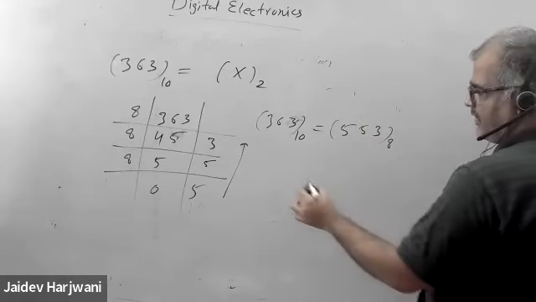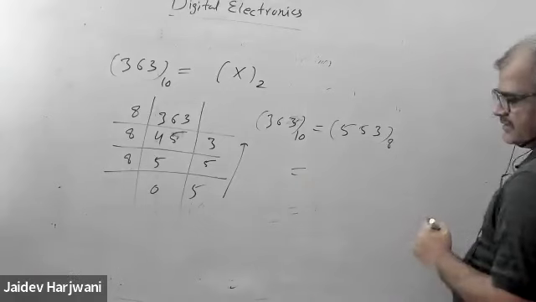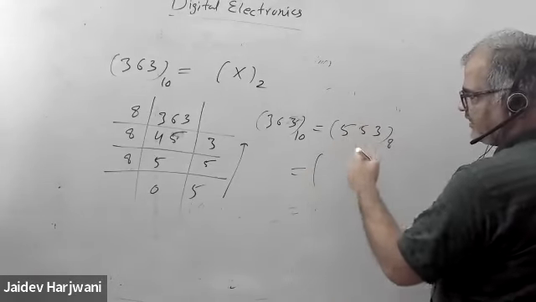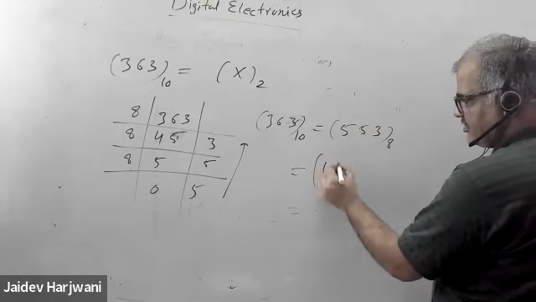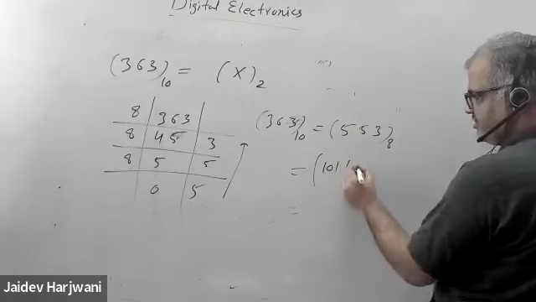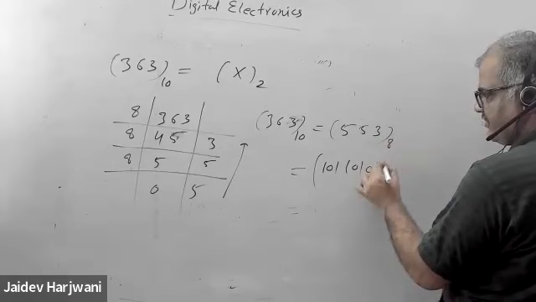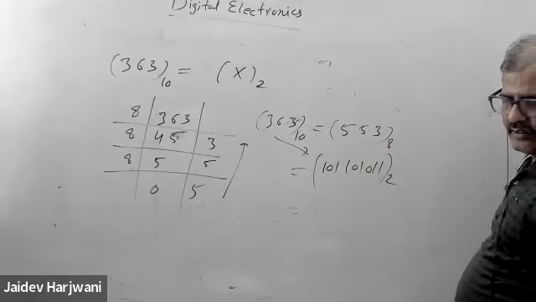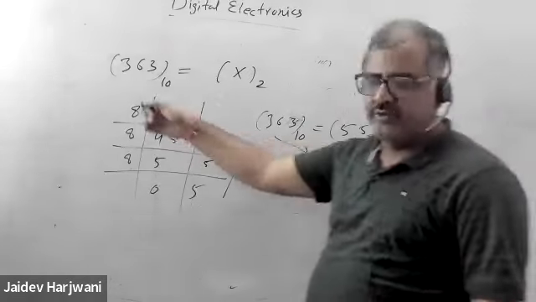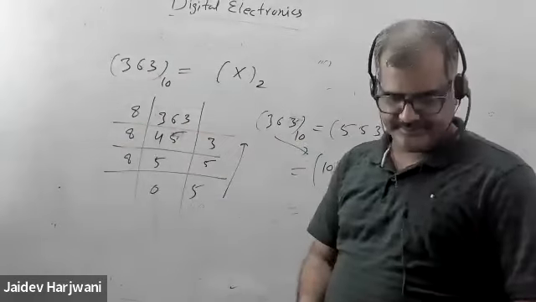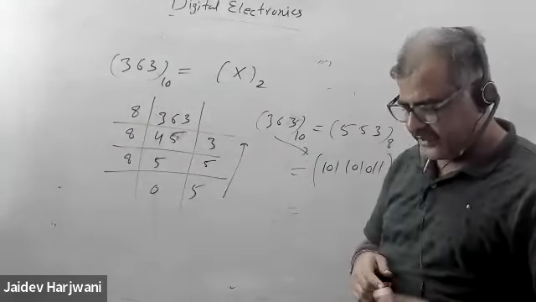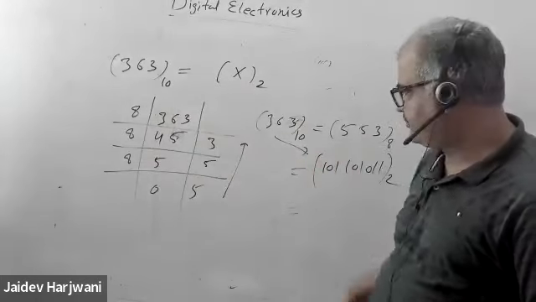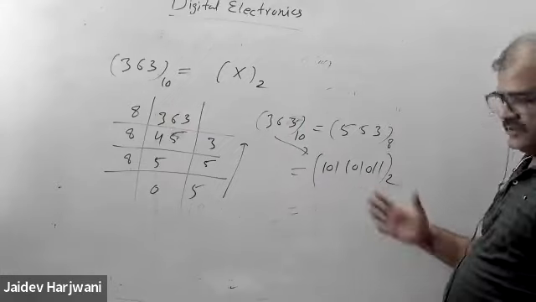Now I want to convert this into binary. That is very easy. Replace each digit by its binary equivalent. 5 is what? 101. Again 5 is 101, and 3 is what? 011. This is the binary. So this conversion is fast. If instead of 8 you go for 2, that will take a long time. Similarly, you can convert with 16, and that will be even faster.